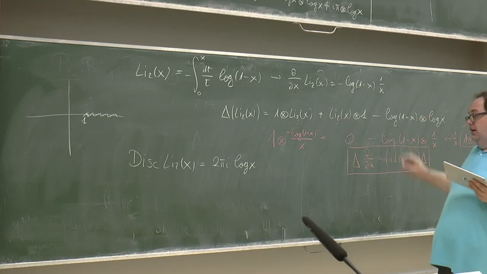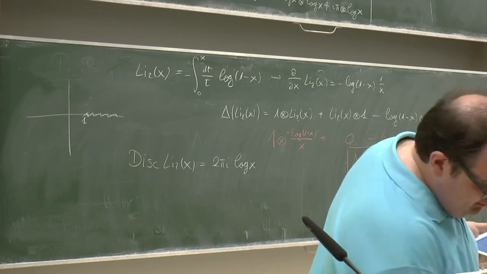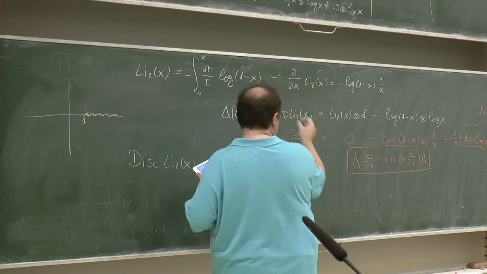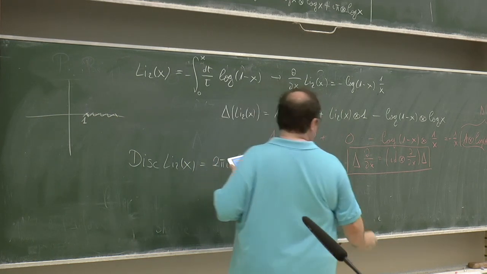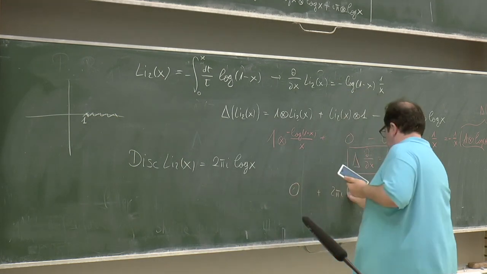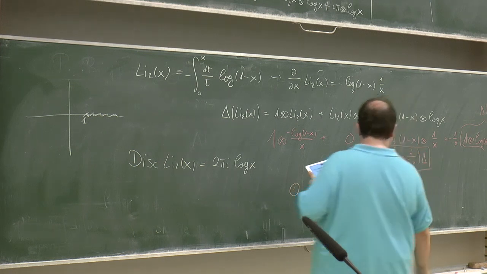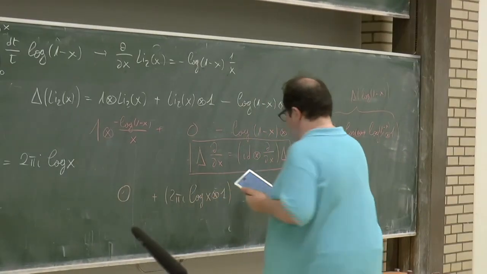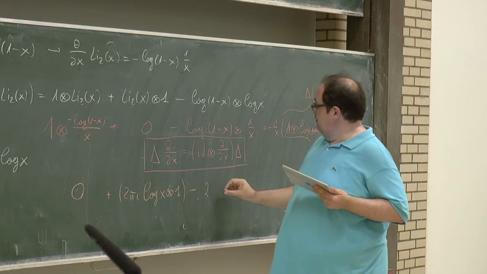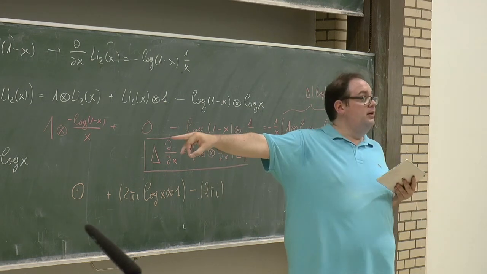Now, let's compare to this formula. Now, use another color. Let's only take the discontinuity in the first entry. So the first entry here, discontinuity of 1 is 0. Discontinuity of that guy, well, we said is 2 pi i log x tensor 1. Here, minus discontinuity of log(1 minus x) is, well, if you do it consistently, this gives you minus 2 pi i, this convention shows there.